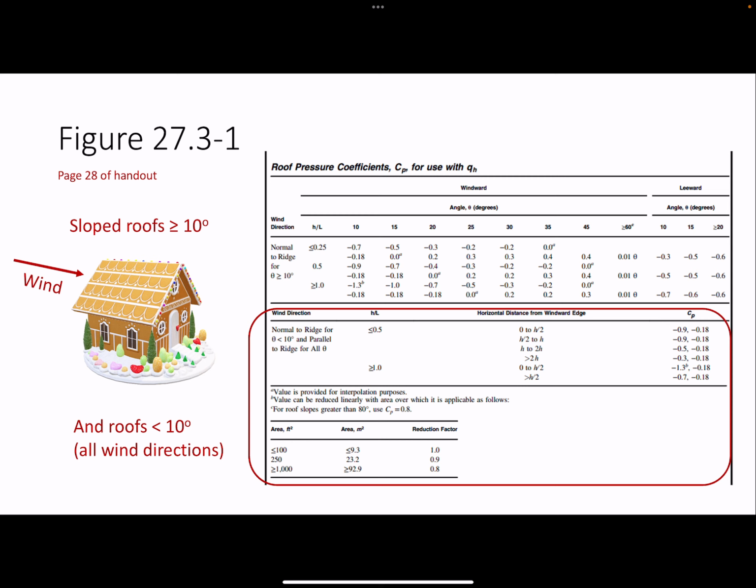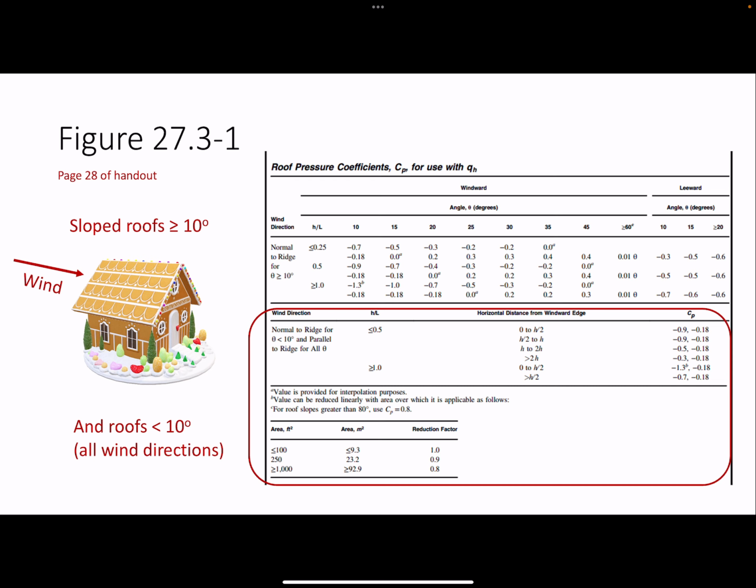If your H over L is less than or equal to 0.5, right? So then you have a negative 0.9 from 0 to H along the length, right? So basically the square. Beyond the mean roof height in length along the building in the direction of the wind, your CP value will decrease in magnitude, right? And similar for if your H over L is greater than or equal to 1, except you just have two different possible CP values, right? One from 0 to H over 2 along the length, and then it decreases beyond that.